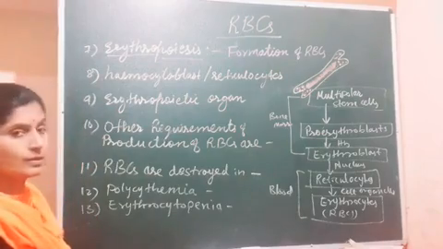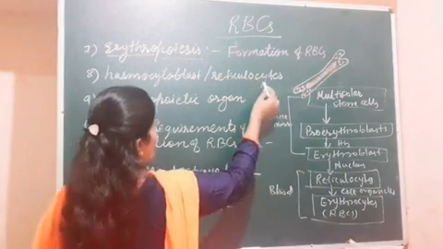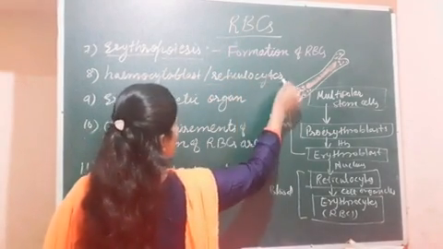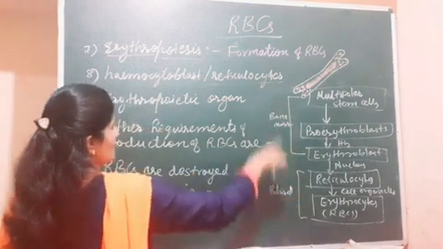Those are released into the blood. Hemocytoblast or reticulocytes. These are the cells which are present in the formation of the RBCs.